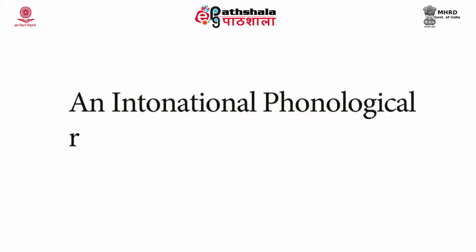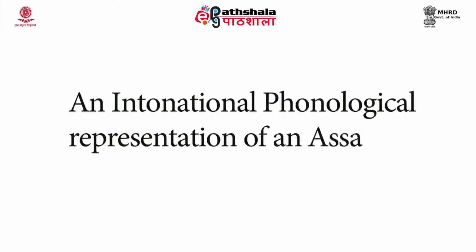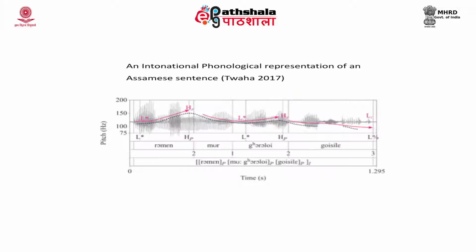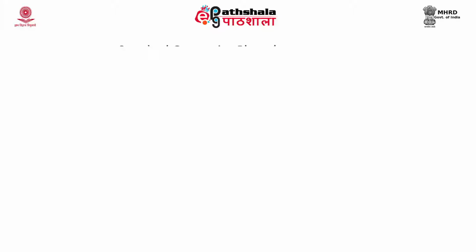On the screen now is a representation of the intonational structure of language. This is an Assamese sentence. As you can see, the terms here are like L star, HP, L star, L. We have boundary marker. So these are the terms which are used for tone, accentual tone, a low accentual tone, and a high prosodic phonological entity, and so on.